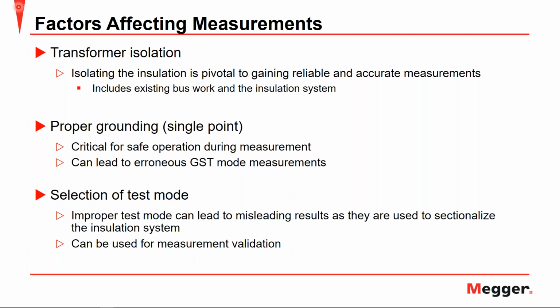Next is proper selection of the test mode. If the improper test mode is selected, this could be misleading, as you may think that you're testing the CHL part of your insulation and you get the measurement for a CHG. So it's important that the proper test mode be selected for a certain section of the insulation, so as not to confuse or mislead anyone with the wrong measurement. And also, as we discussed and will look into further, these test modes can be used for measurement validation as well.